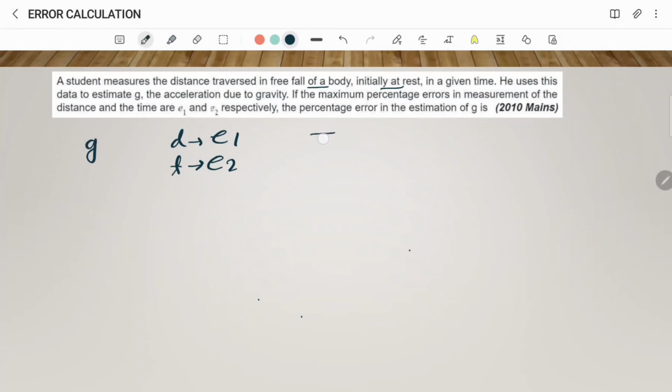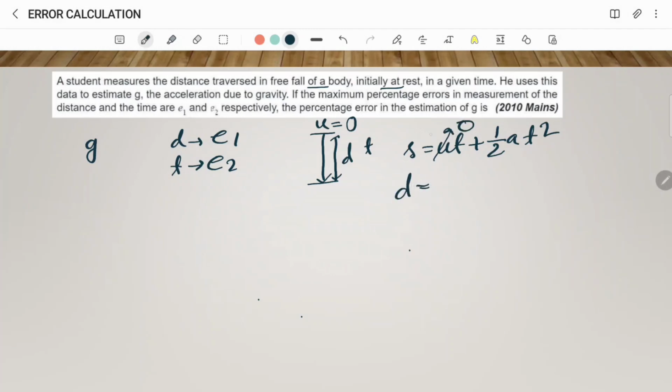So we know that in case of a free falling body which is falling from a position of rest, let us consider this distance as d and time taken to fall is t. We can use this equation. So our distance is d, initial velocity is 0, acceleration is acceleration due to gravity, and this is time. So the student uses this value to calculate that of g. So g becomes 2d by t square.